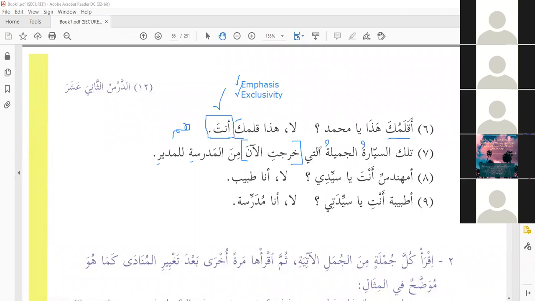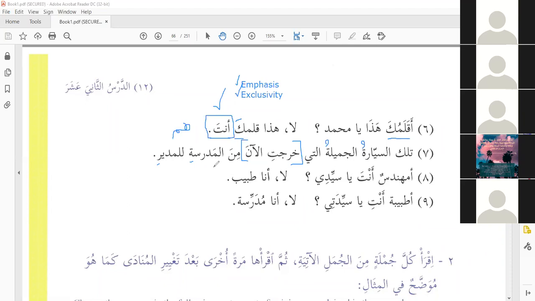Allati is a relative pronoun, right? So the one that, or we can say that or which. So kharajat means to leave or exit. So, the one that left. The car is feminine, so they're talking about kharajat. That beautiful car that just left now.